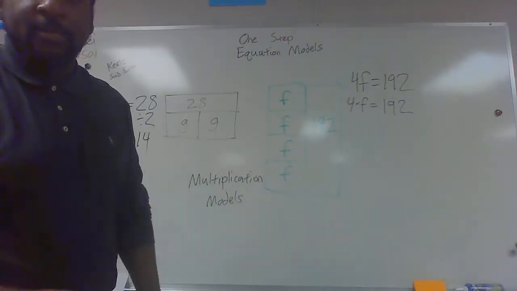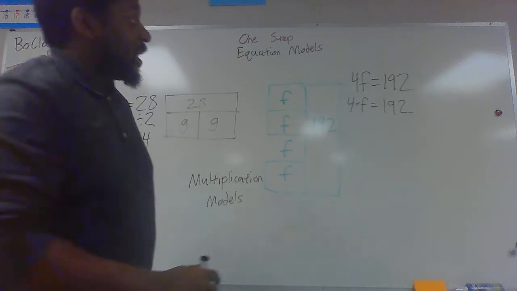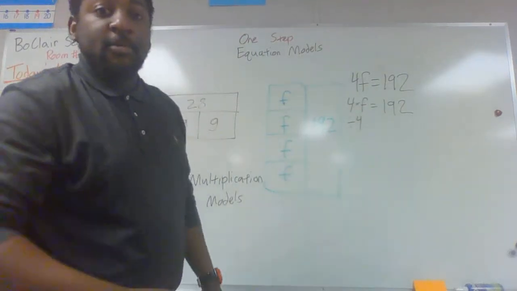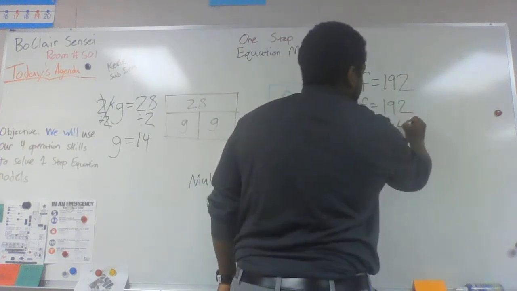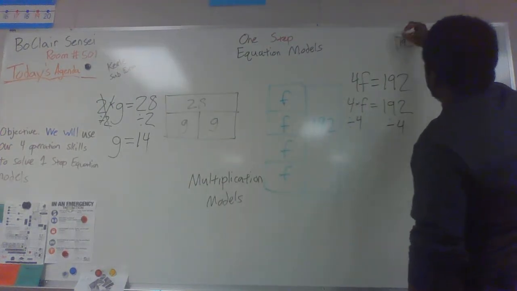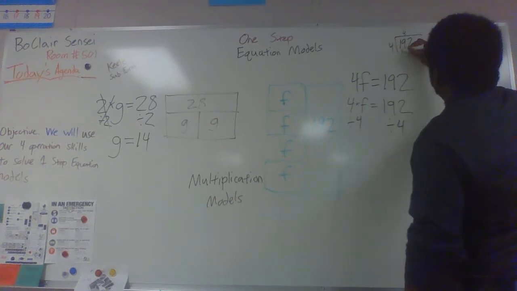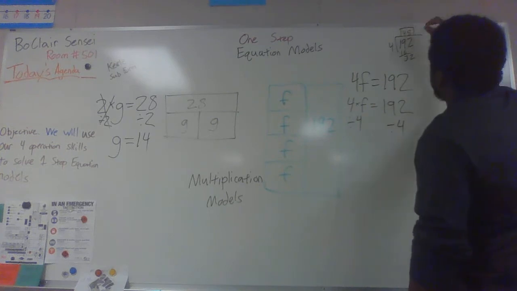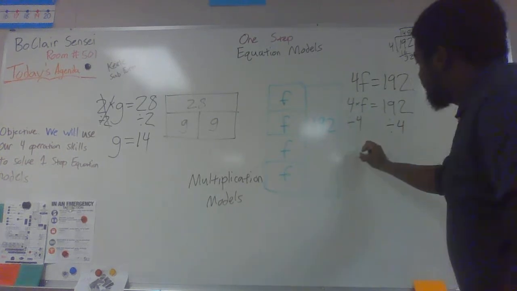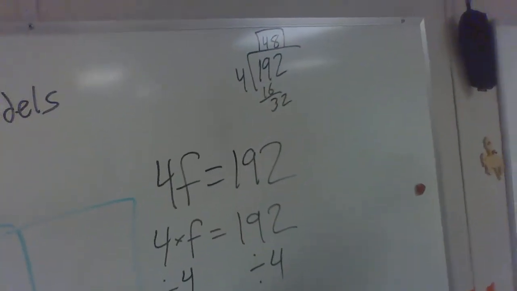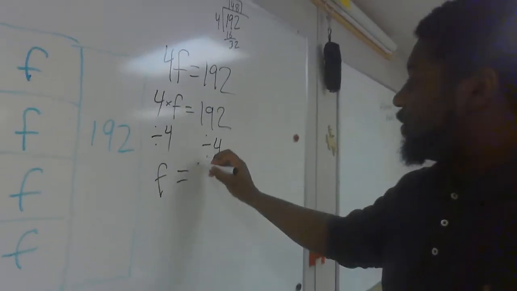Either way is acceptable. To solve this, I need to divide by 4 on both sides, which means I need to do 192 divided by 4 to get my answer. So f, sorry if you can't see that, f equals 48.